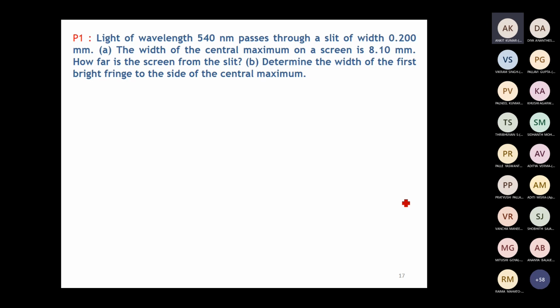The light of wavelength 540 nanometer passes through a slit. The width of the slit in this case is 0.2 millimeter. The width of the central maximum on the screen is 8.1 millimeter. How far is the screen from the slit? Determine the width of the first bright fringe to the side of the central maximum. Okay, please do this. I'll give you 5 minutes for this.